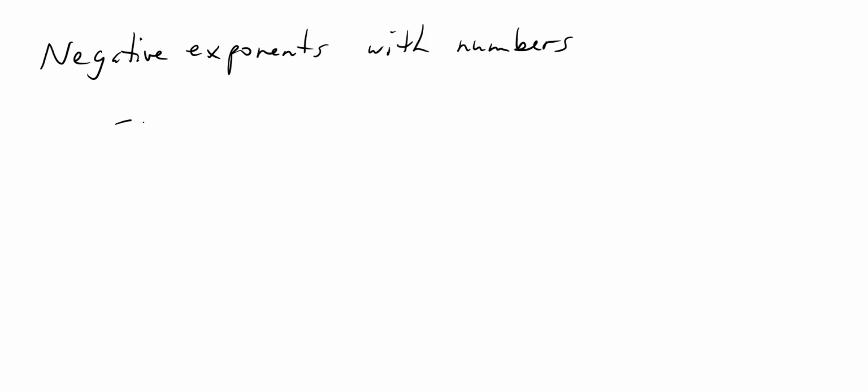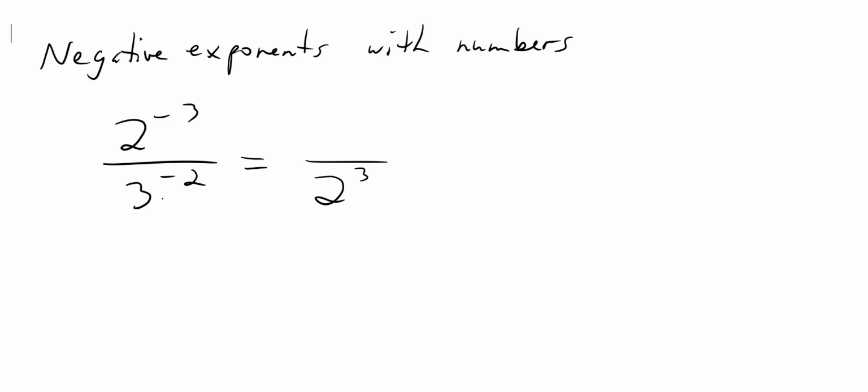All right, so what if I do 2 to the negative 3rd over 3 to the negative 2? Guys, this is just like variables. What do you do first? You move it to the other side of the fraction and you make it positive. So that top is going to go to the bottom, so it's going to be 2 to the positive 3. And the bottom is going to go to the top. It's going to become 3 to the positive 2 power.